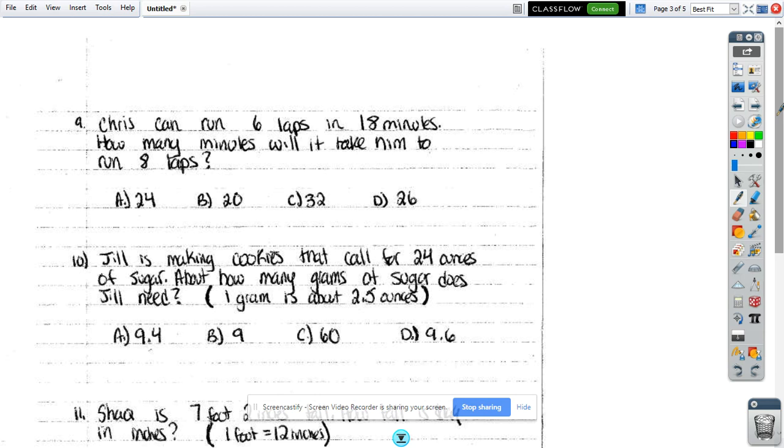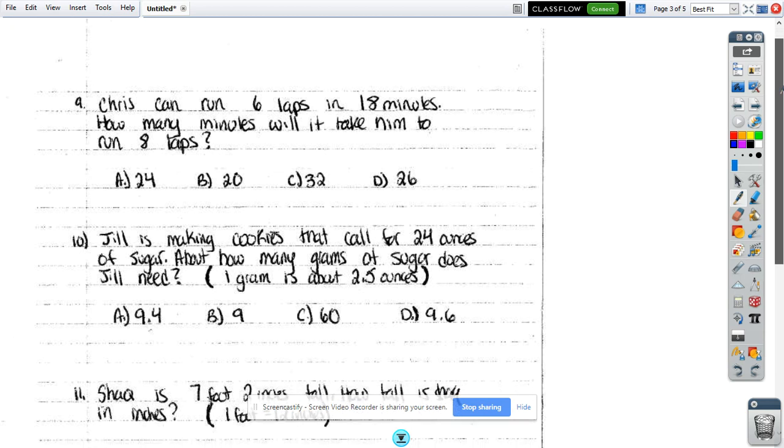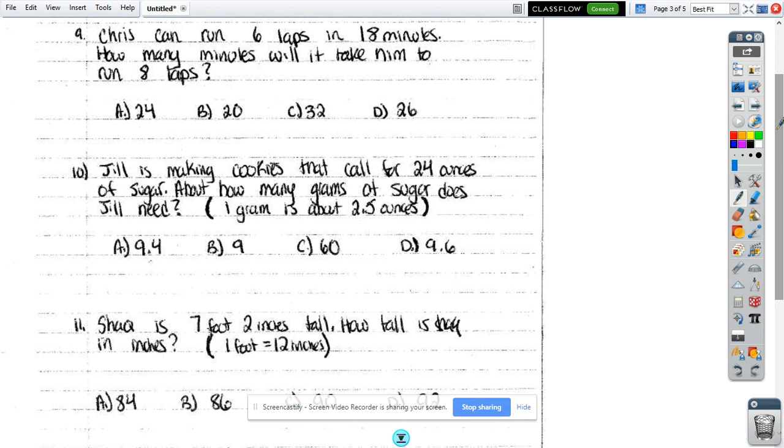Chris can run 6 laps in 18 minutes. How many minutes will it take him to run 8 laps? So we're looking at minutes and laps. So I've got minutes and I've got laps. And I got to set it up.